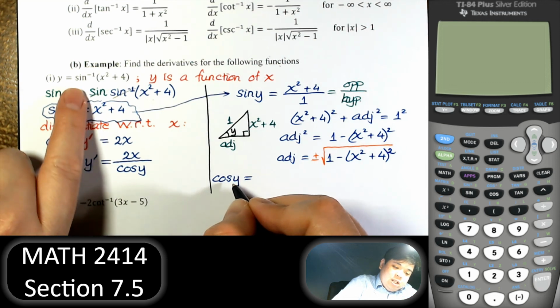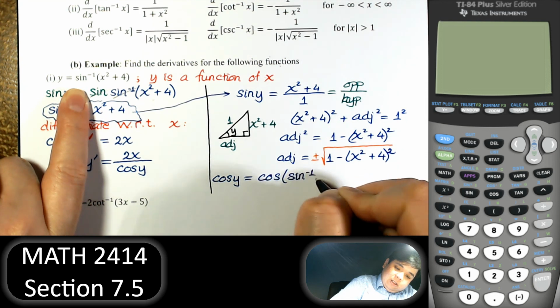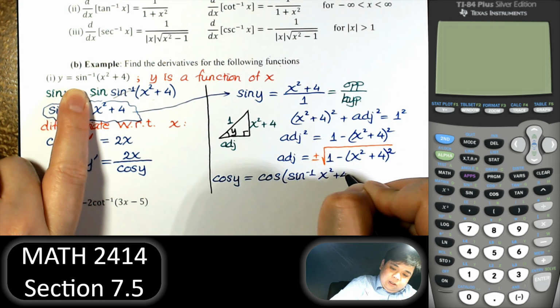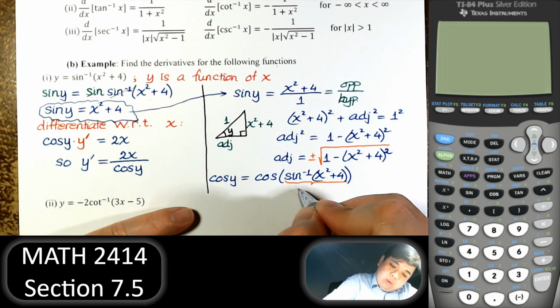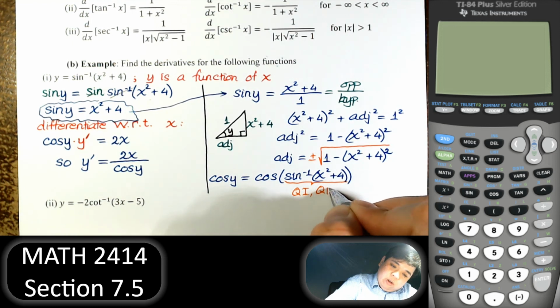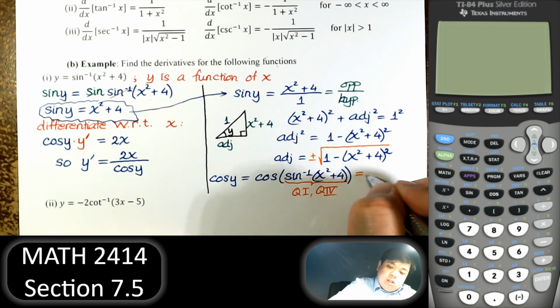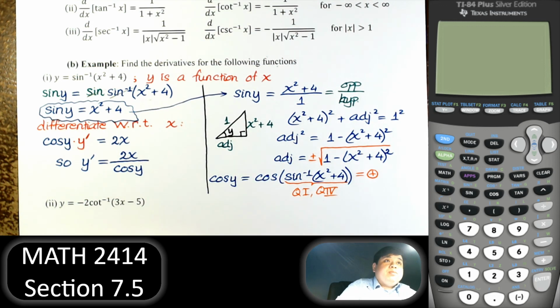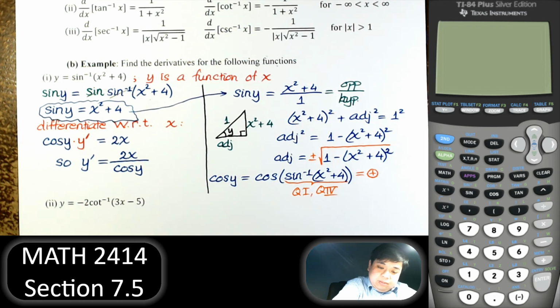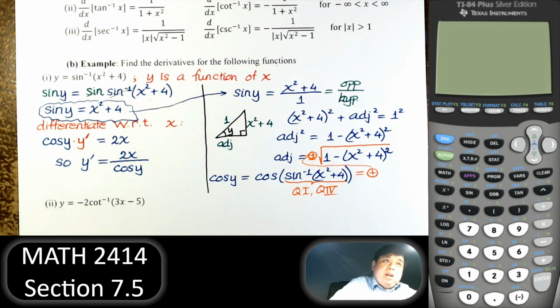And y is equal to sine inverse. Sine inverse gives us quadrant 1 and quadrant 4, and in quadrant 1 and quadrant 4, cosine is positive. So this is positive. Because of that, we only choose the positive, and that is the adjacent. So back and pick the positive.